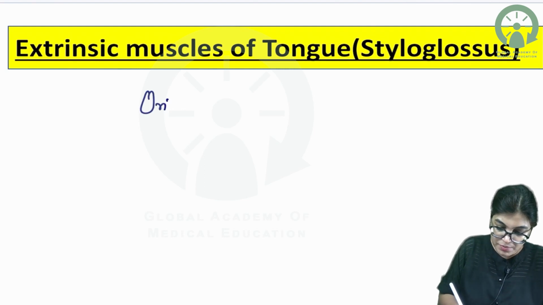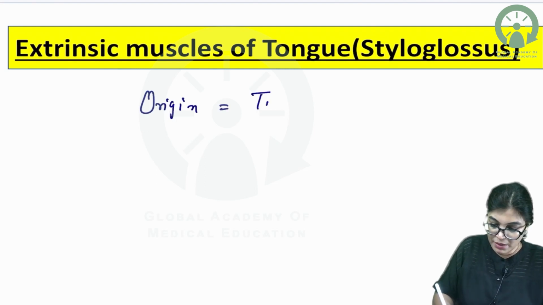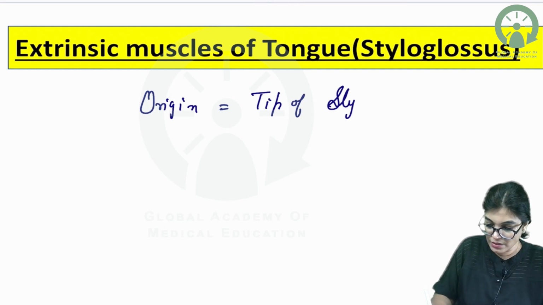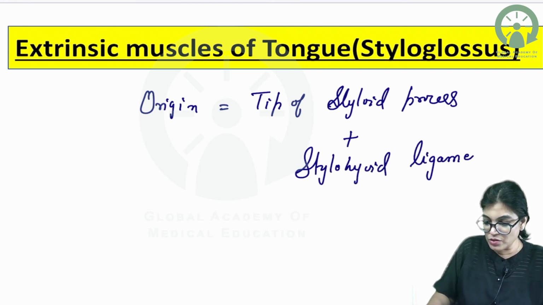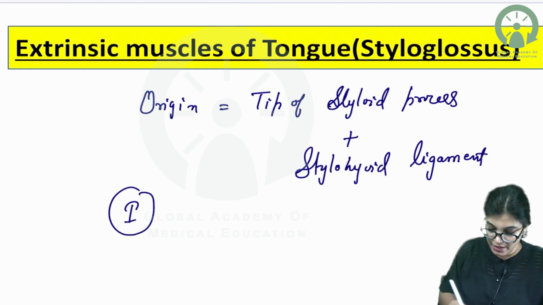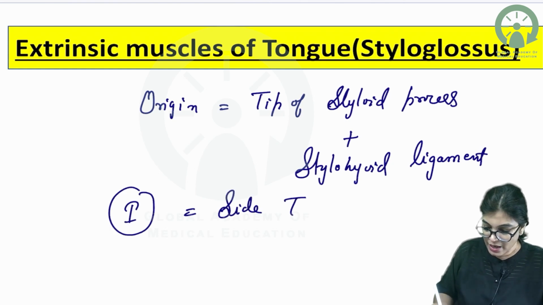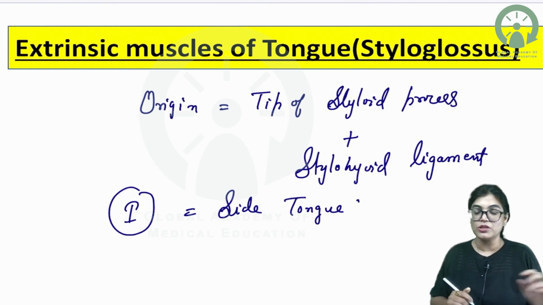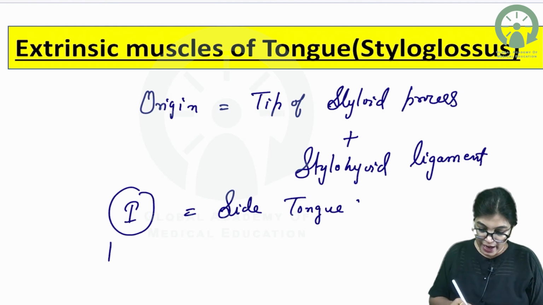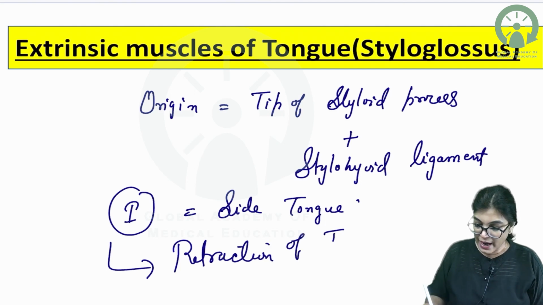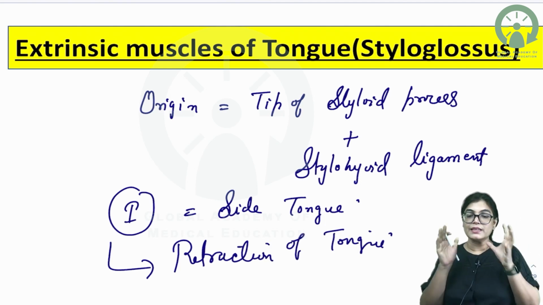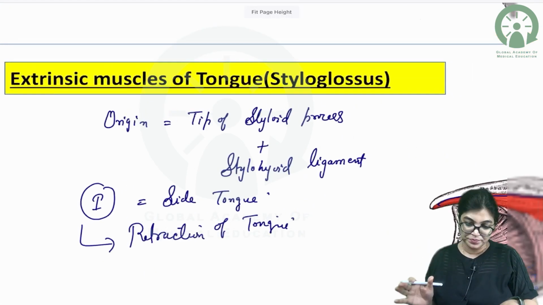The styloglossus muscle originates from the tip of the styloid process of the temporal bone and also from the stylohyoid ligament, and inserts into the sides of the tongue. So, insertion is into the side of the tongue, and this muscle causes the action of retraction of the tongue. So, what is the action? It causes retraction of the tongue. Actually, it is moving the tongue sides up and back.